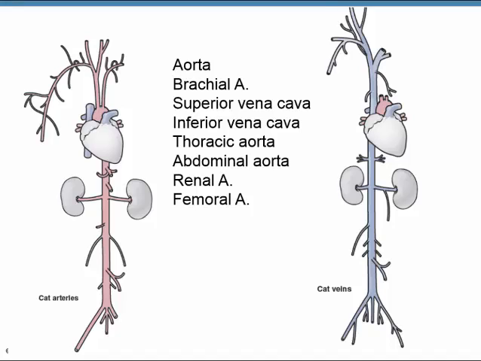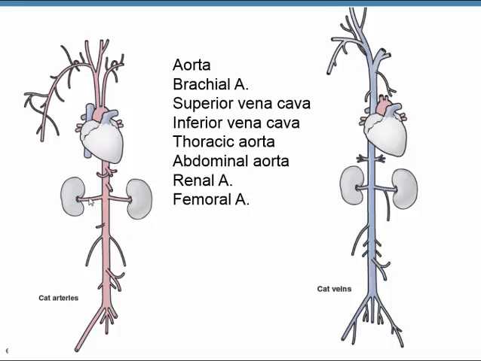Here we see the cat arteries and cat veins. You should be able to identify the aorta, the superior vena cava, the inferior vena cava. Specifically, the thoracic aorta is behind the heart and can't easily be seen in this image. The abdominal aorta is below the diaphragm, and the heart sits right on top of the diaphragm, so everything you're seeing in this view is abdominal aorta.